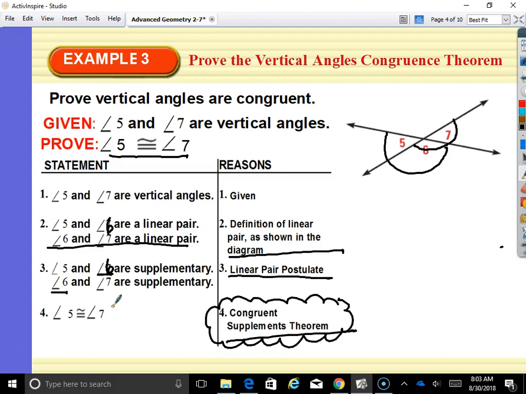So like if I said that angle 6 was 60 degrees, well then 5 would have to be 120. If 6 is 60 degrees, 7 would also have to be 120 because that's the only way that they're going to add up to 180. Right? So that makes sense.